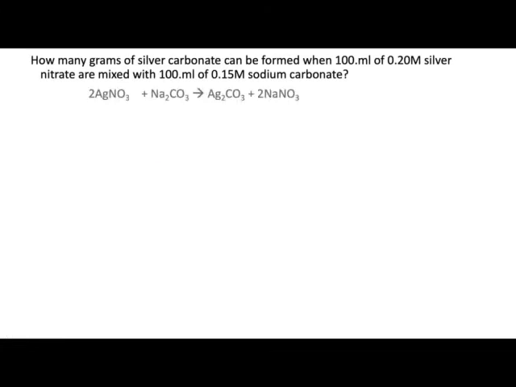Now in this problem, we have a limiting reactant question involving solutions. So we have a silver nitrate and a sodium carbonate solution, equal volumes, but the molarities are different and the mole ratio is different. It's not 1-to-1. And I want to know how many grams of silver carbonate, which would be a precipitate in this reaction, how many grams I can form.